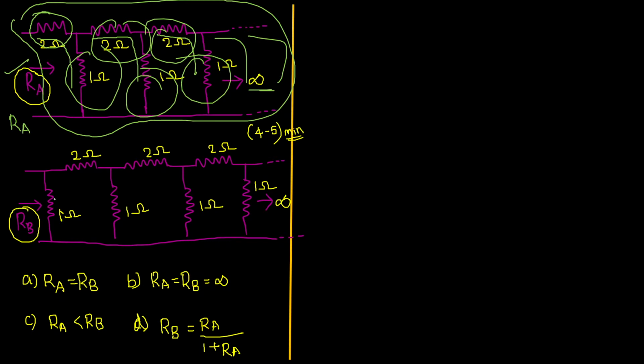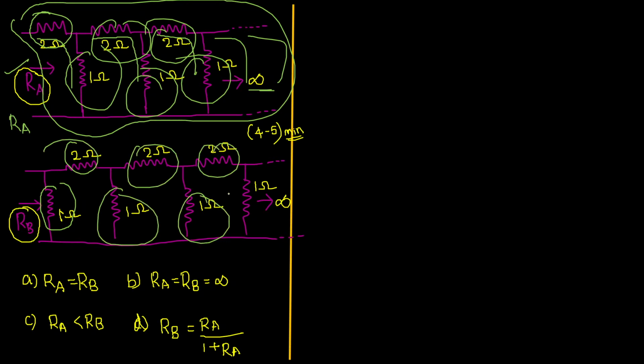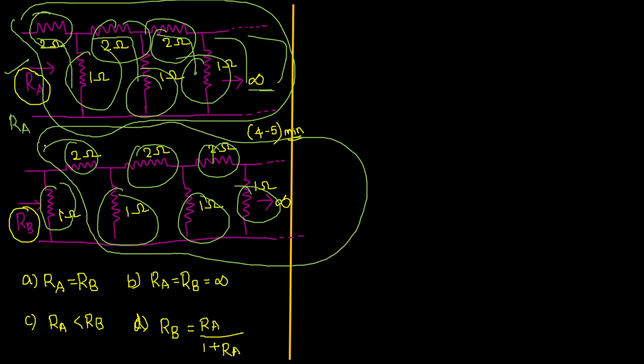How does this start? At the start there is 1 ohm, sir. Okay, then observe: again 2 ohm, 1 ohm, 2 ohm, 1 ohm, 2 ohm, 1 ohm. So if you observe the circuit carefully, should I replace this entire portion up to infinity by simply RE?